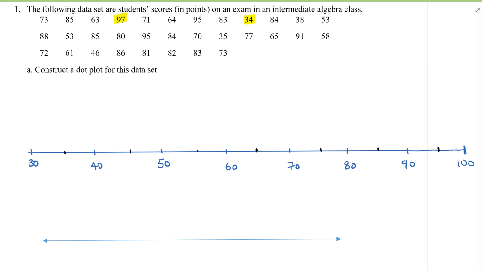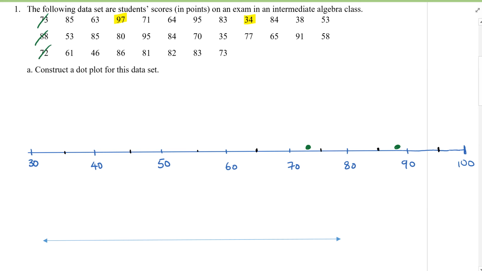Now, once I construct my number line to cover the maximum and the minimum, I look at my data. The first one I have is 73. Again, I see some of you even divide your number line further into 1, 2, 3, 4. You could do that, but make sure you do it to the entire number line. All right, so 73 is right here. Okay, a dot there, and then 88.